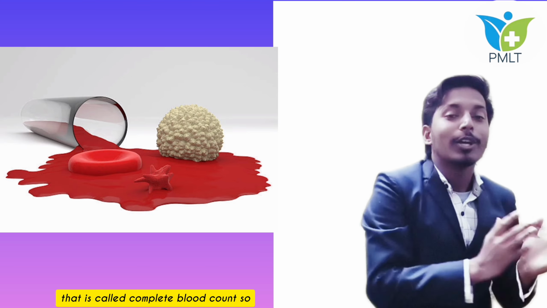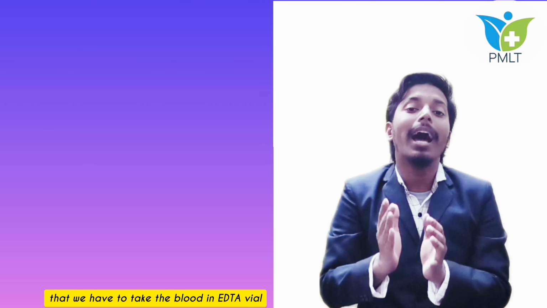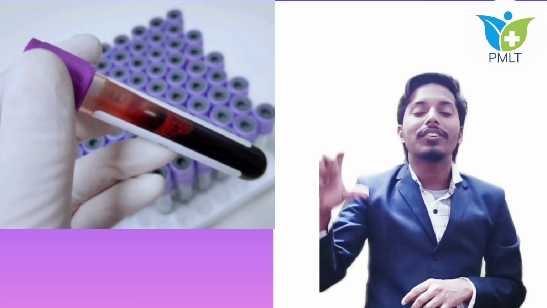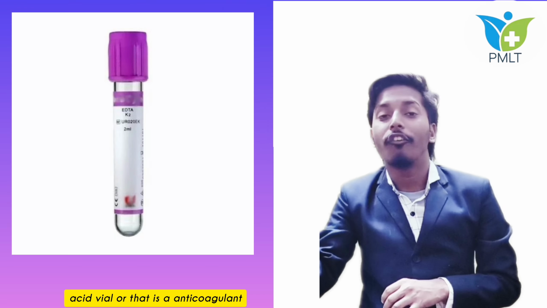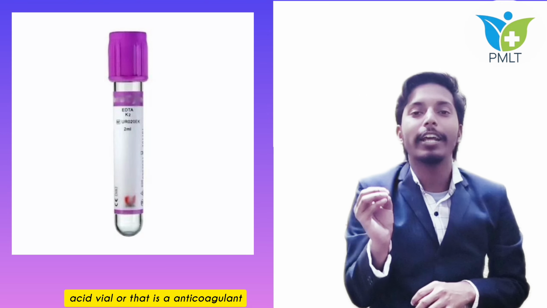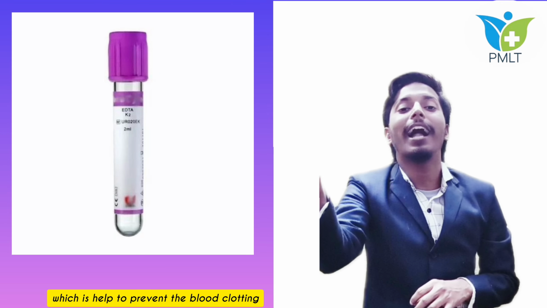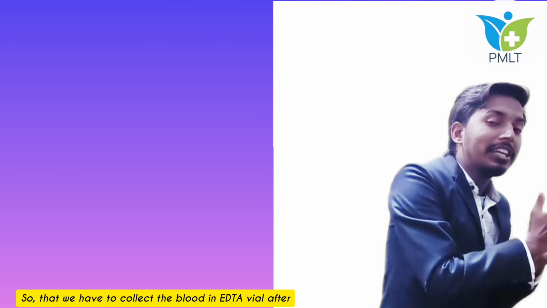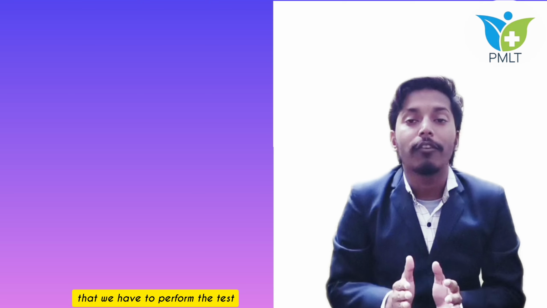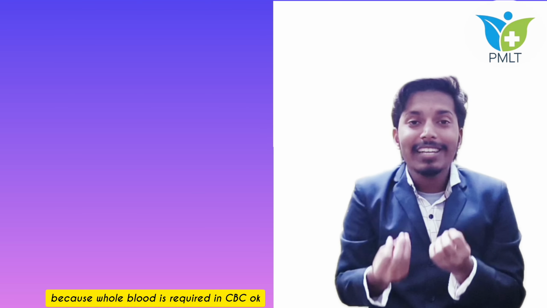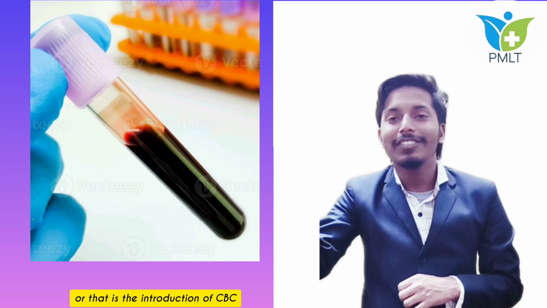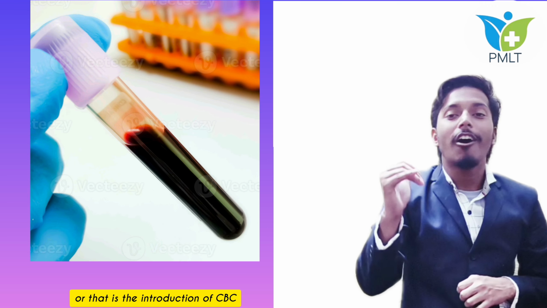We have to take the blood in an EDTA vial, that is ethylenediaminetetraacetic acid vial. It is an anticoagulant which is there to prevent blood clotting. So we have to collect the blood in an EDTA vial. After that we have to perform the test, because whole blood is required in CBC. Okay, that is the introduction of CBC.